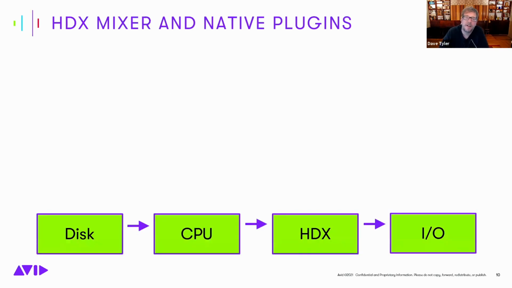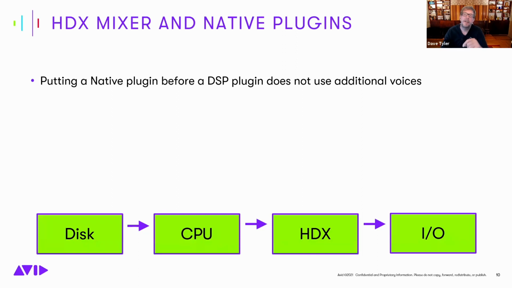So we've got a very basic representation of our Pro Tools HDX system. We're just going to talk about playback at the moment, to keep things simple. So you're playing back audio. It comes from disk, obviously. Then that's handled by the CPU because your drives are attached to your computer. So your audio goes through the CPU and then onto the HDX mixer and then out of your I/O. So if you put a native plugin before a DSP plugin, then we're not using any of these additional voices.